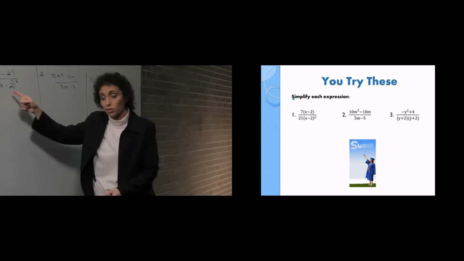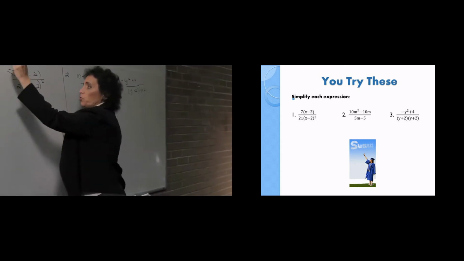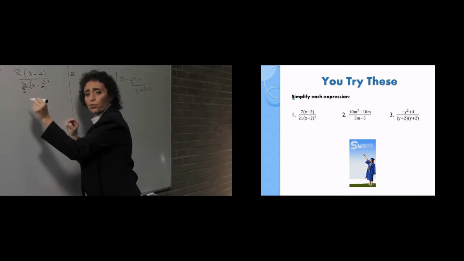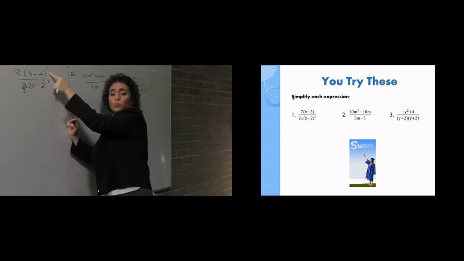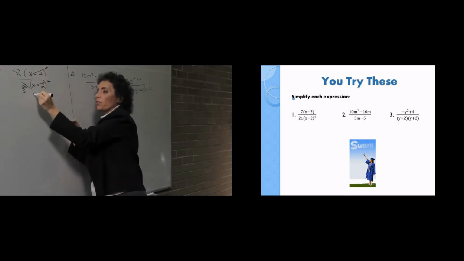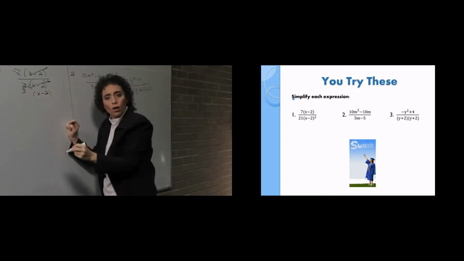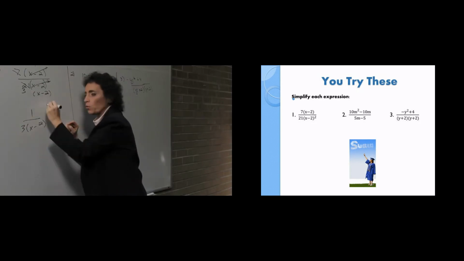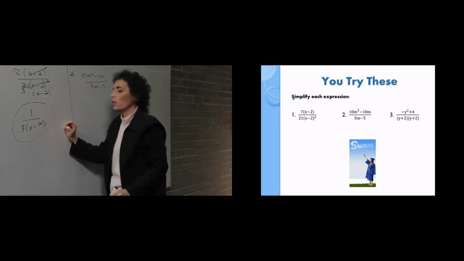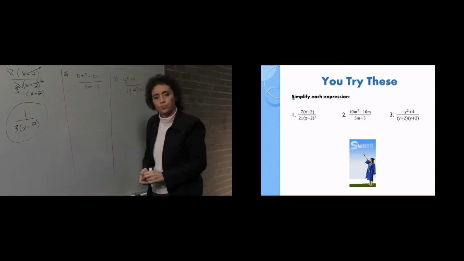Well, we already have factors, so I hope you saw that. We can just reduce. 7 goes into 7 once, 7 goes into 21 3 times. X minus 2, same base. Okay, that's to the first power, that's to the second power. So we have one more downstairs. So this is just x minus 2. Our answer is 1 over 3 times the quantity x minus 2. And we are done.